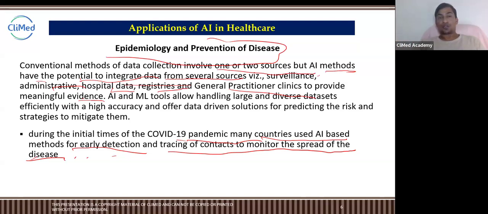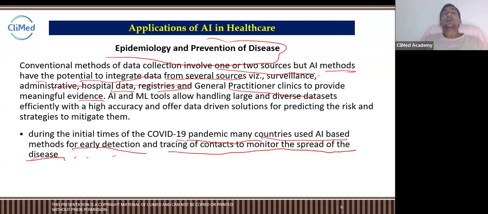and make evidence about decision making, about the prevalence, and about the epidemiology of things in public health. So it can help in big data analysis with the help of AI. Okay, so it is very helpful in such domains of epidemiology and prevention of disease also.